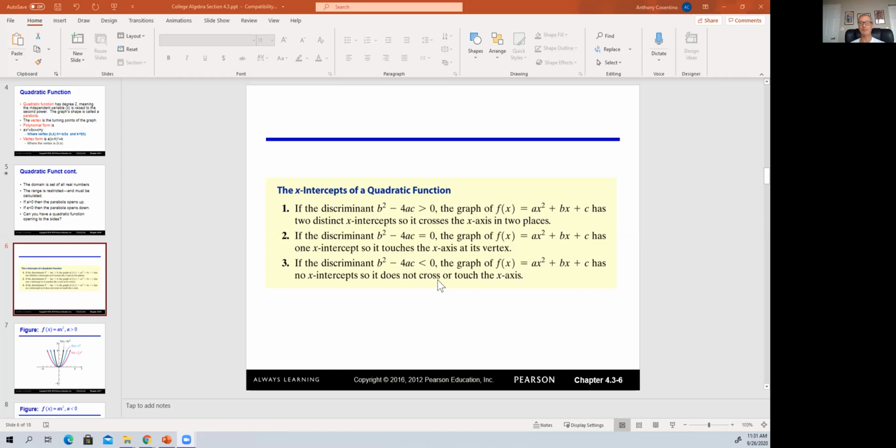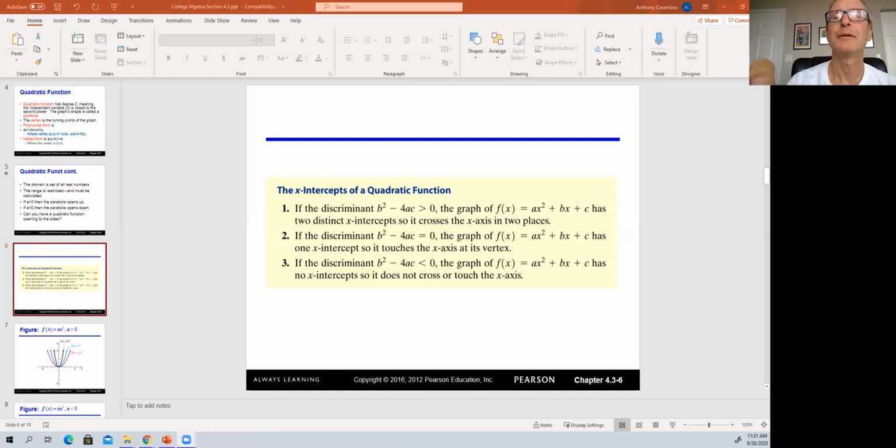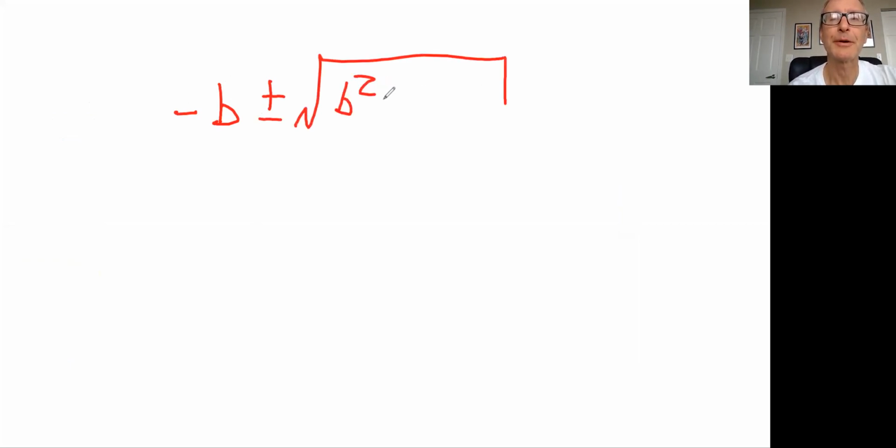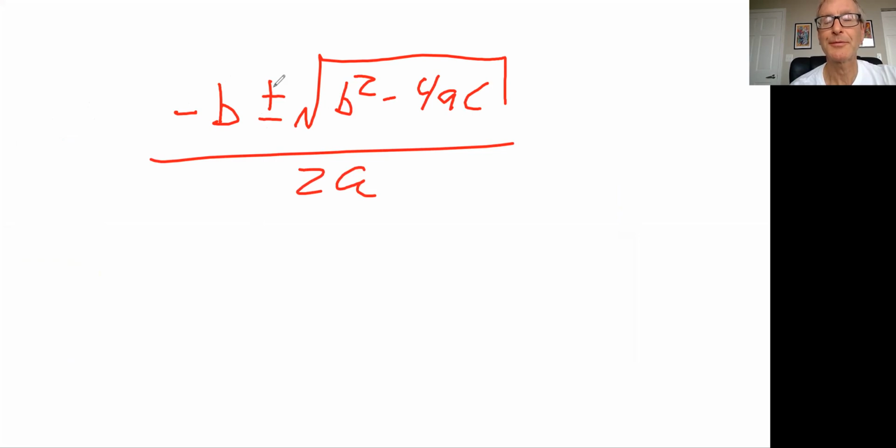And if the number inside the square root is 0, you'll get one x-intercept. And if the number is negative, then you can't solve it. Again, remember, we have minus b plus or minus the square root of b squared minus 4ac, all over 2a. So when this is positive, the plus or minus gives you two possibilities. When this is 0, plus or minus 0 is still the same number, so you only have one x-intercept, which will end up being the vertex. And we'll show you that in a little bit.